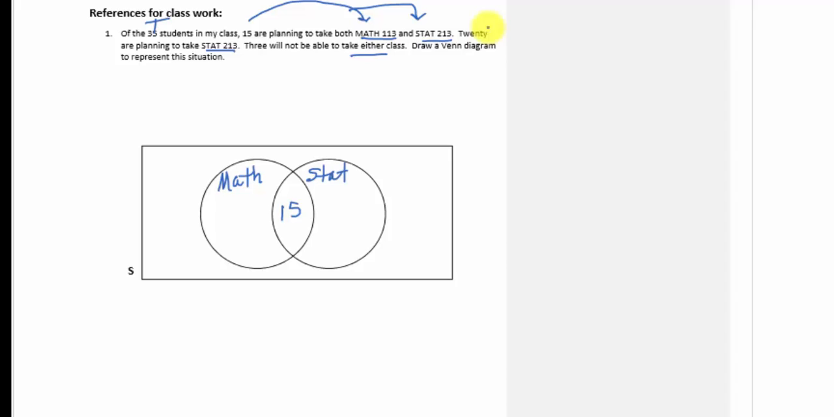20 are planning to take Stat 213. So with Stat, the total is 20. We have 15 already accounted for. So if I take away those 15, that will leave us 5 more students taking Stat. 3 will not be able to take either class. So 3 is the amount that needs to be out in the universe somewhere.